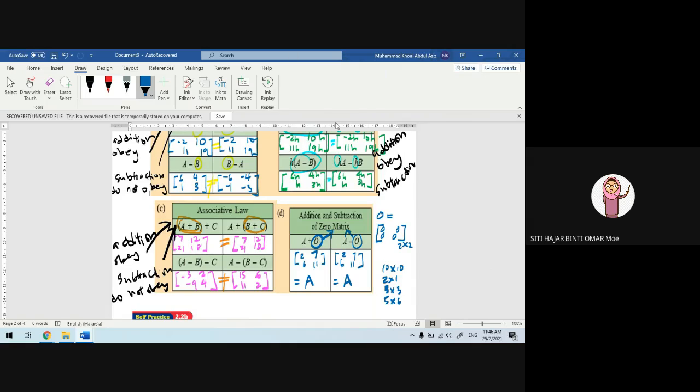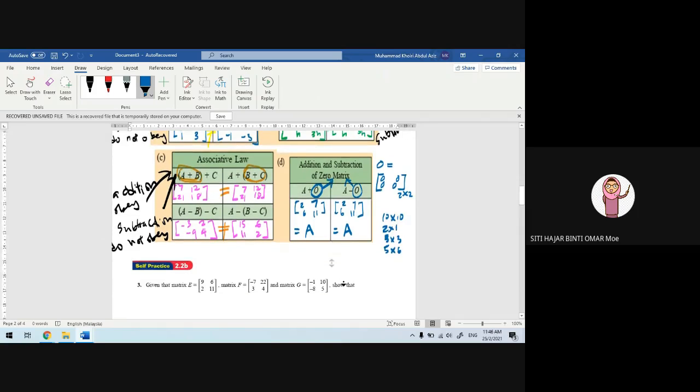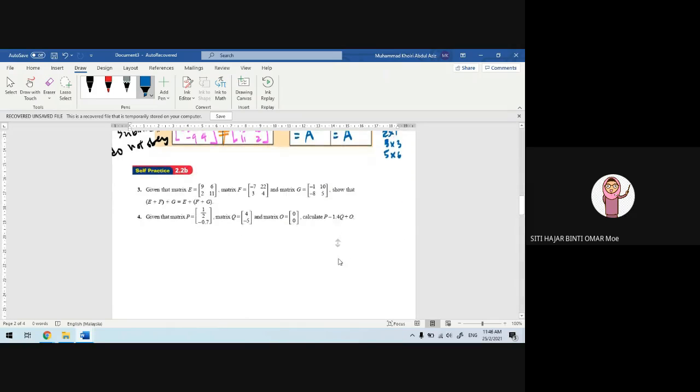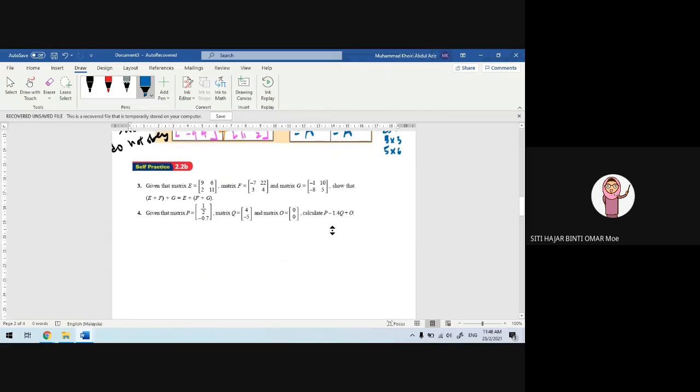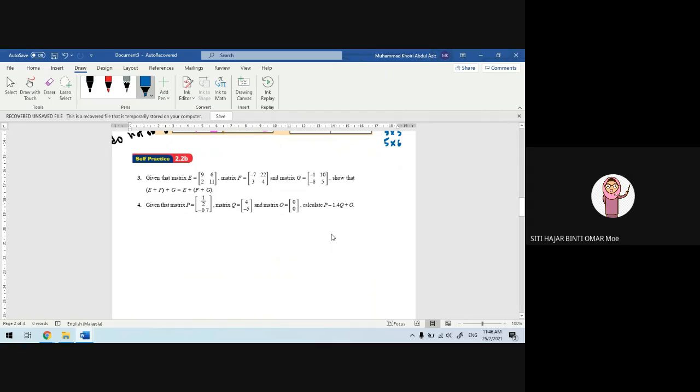Okay. So this law we apply in different questions, and for self practice 2.2b we have two questions regarding about the content for this one. Okay, so try to do number 3 and number 4. It's just a simple question. Alright, send the answer to Telegram.